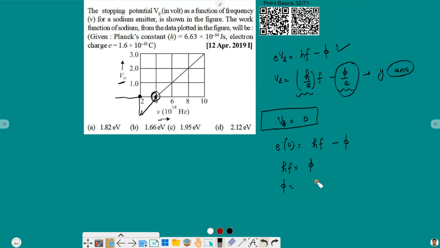So phi will be h, that is 6.26 × 10^-34 into frequency, that is 4 × 10^14, and this will be in joule. The answers are given in electron volt, so we divide by 1.6 × 10^-19 joule per electron volt. When we solve this, we will get 1.65 electron volt, that is nearest to option B. So option B will be the right answer here.